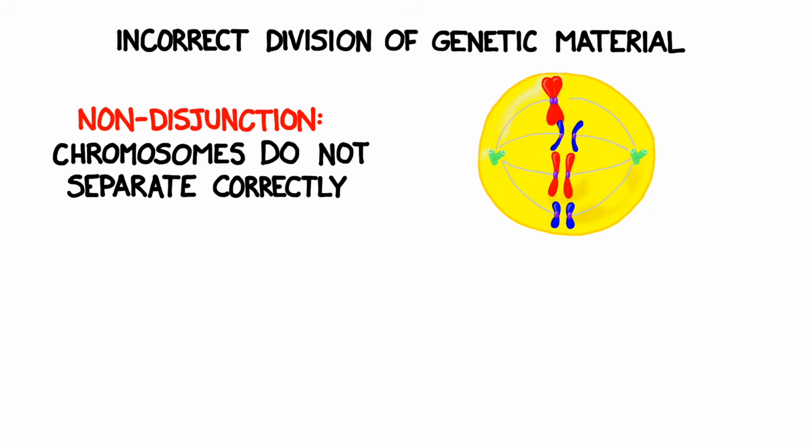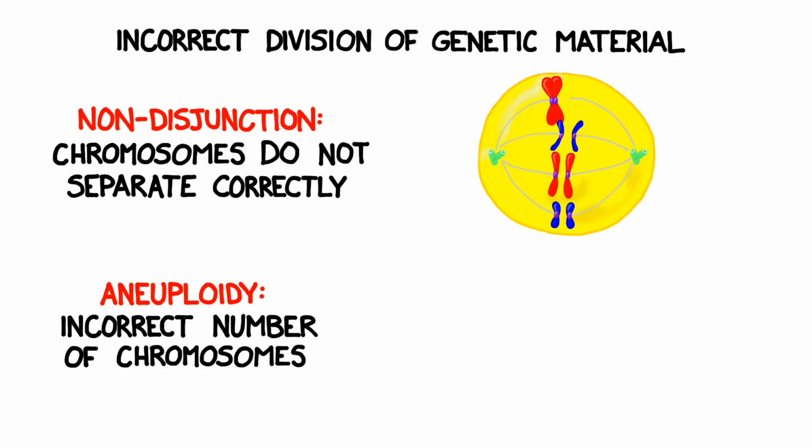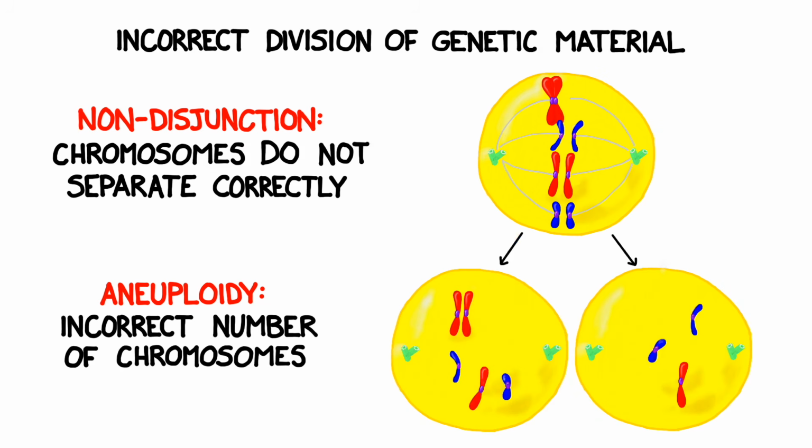Incorrect division of genetic material most frequently occurs during anaphase. Usually what happens is the chromosomes are stuck together very, very tightly, and so they don't separate correctly when the spindle fibers begin to shorten. This results in a condition called aneuploidy, where one daughter cell has too many chromosomes and the other resulting daughter cell has too few. Depending on the type of cell and which chromosome didn't separate correctly, aneuploidy can actually be fatal.